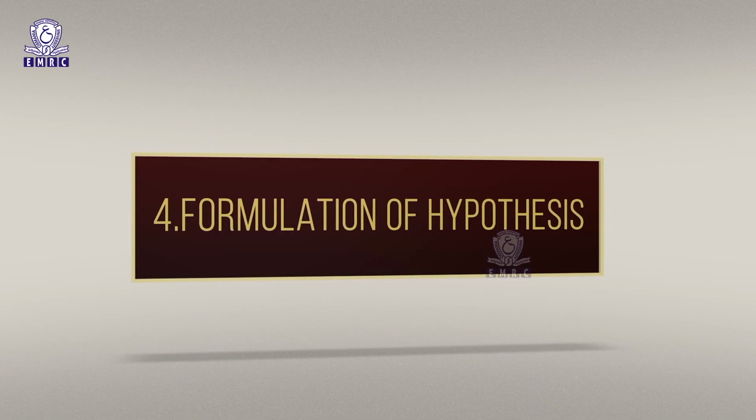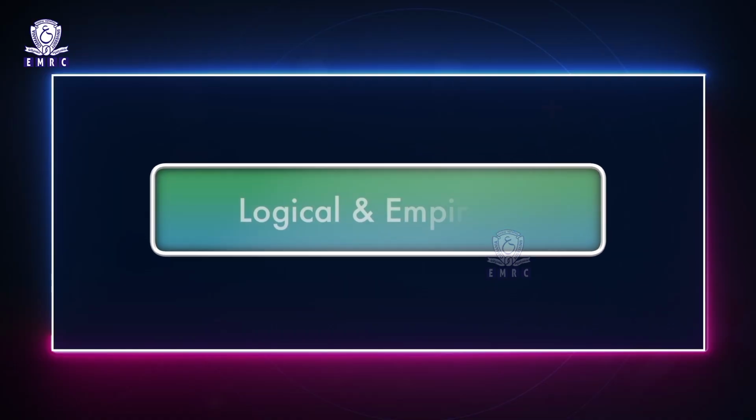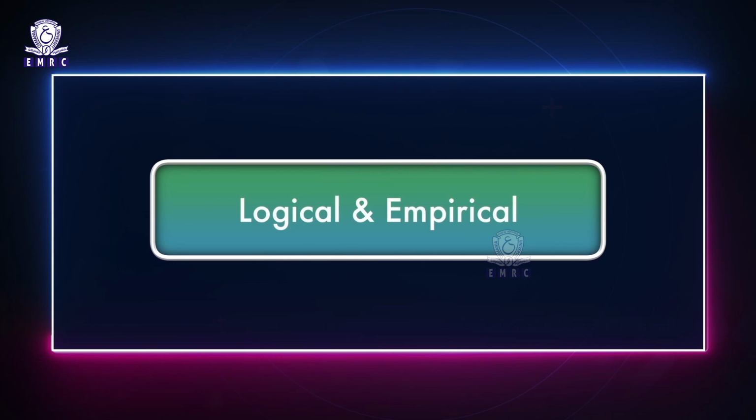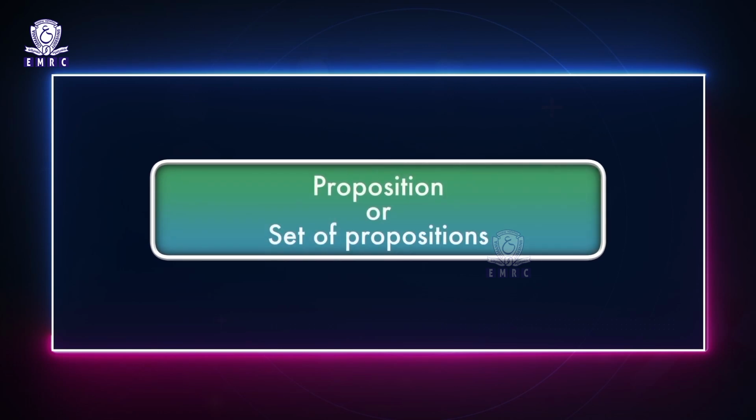The fourth step is formulation of hypothesis. Specification of working hypothesis is the next step of research process. A hypothesis is a tentative statement made which needs to be tested for its logical and empirical confirmation. Hypothesis can be formulated as a proposition or set of propositions providing most probable explanation for occurrence of some event or specified phenomenon.